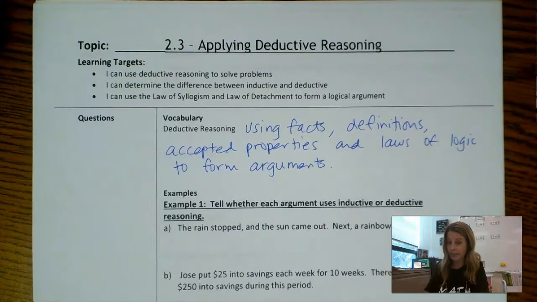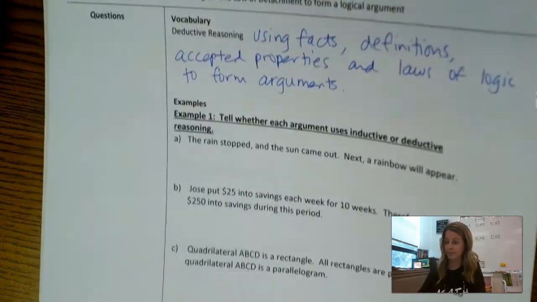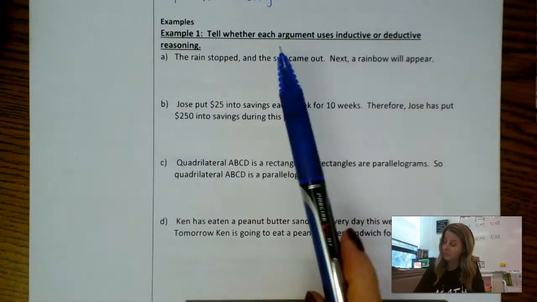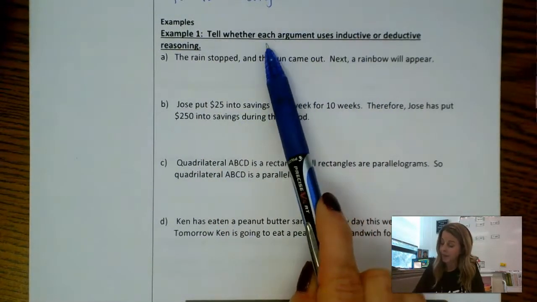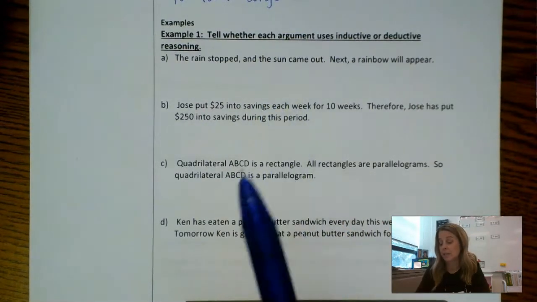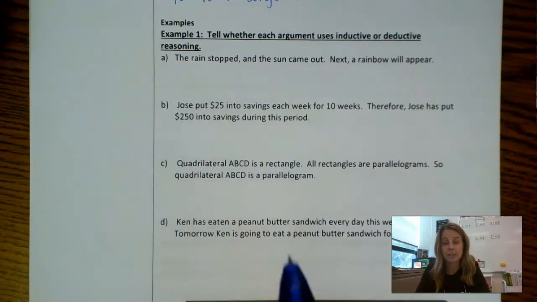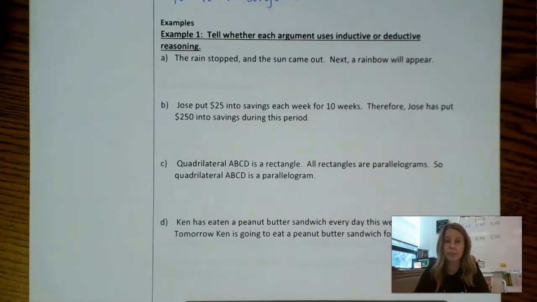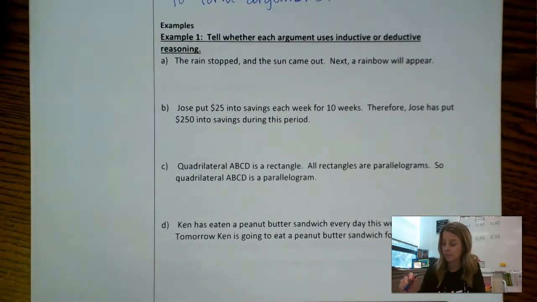So what I'd like you to do is pause the video, and for A, B, C, and D, read the sentence and write down whether you think the conclusion reached is based on an inductive reasoning pattern, so is it a pattern, or is it deductive reasoning, more factual and definition-based? So, stop the video, go through these four, and then come back and we'll talk about them.